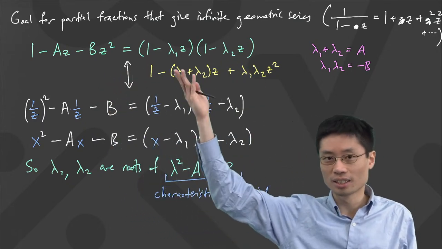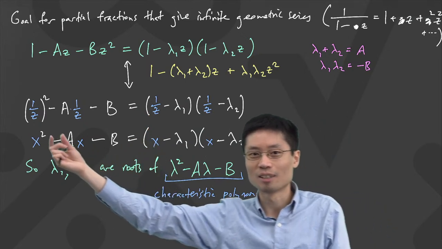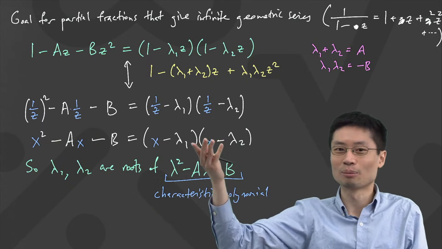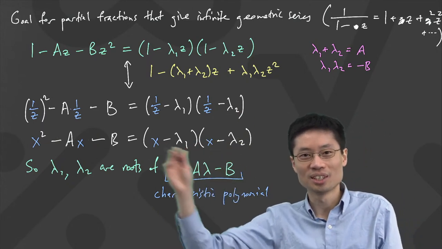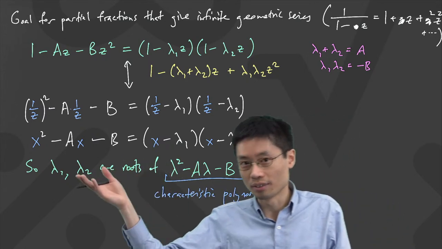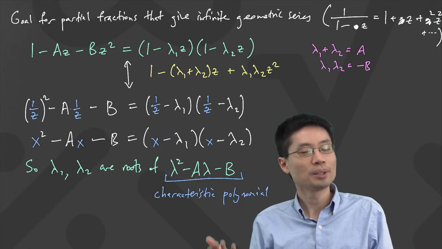If I want to factor it in this form of the 1 minus, if you just divide both sides by z squared, then poof, suddenly I have a normal quadratic that I'm factoring in the normal way. So the lambdas are just the roots of that normal quadratic. And I'm also going to say, now that you've seen this, you can imagine that if I had a three-term recurrence, it'd be the same.